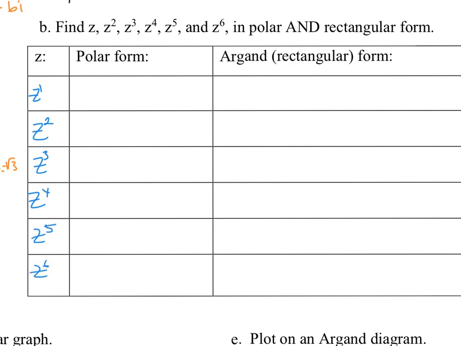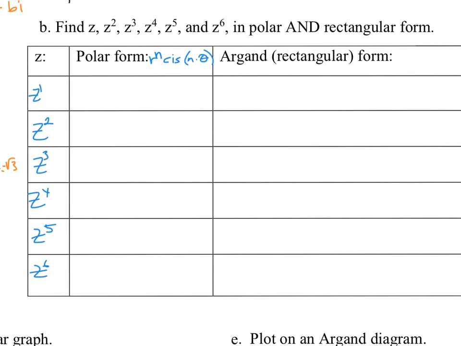Okay, so in polar form, we're going to apply de Moivre's theorem. Remember, that's r to the n CIS n times theta. Sorry, everybody. This doesn't need to be any longer than it's going to be. R to the n CIS, here we go, n times theta.